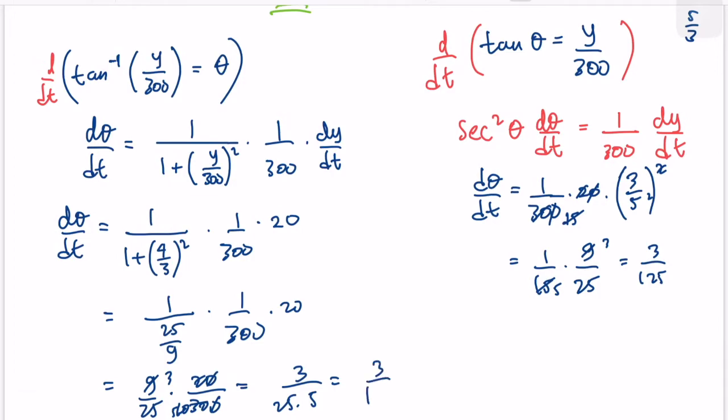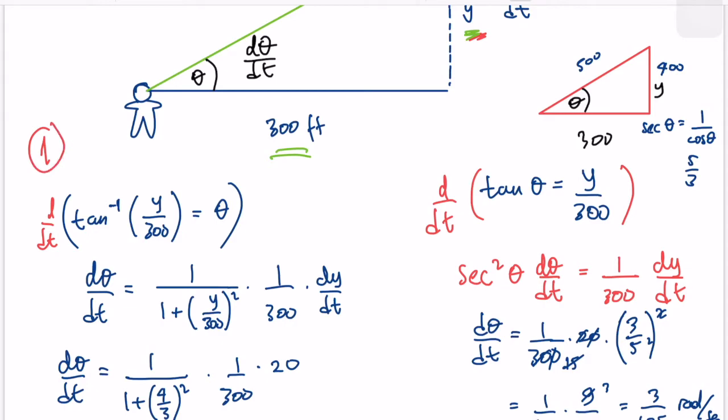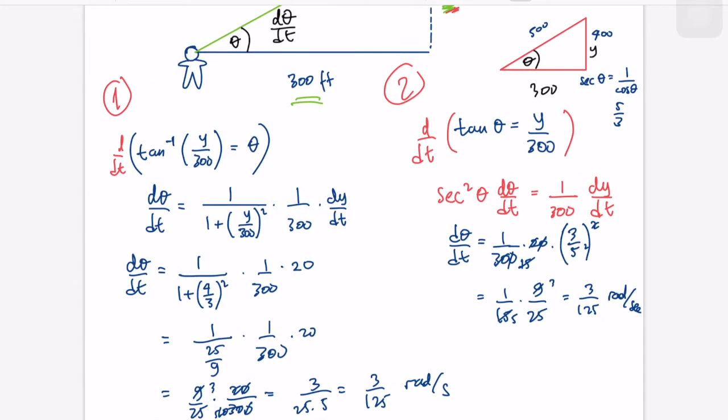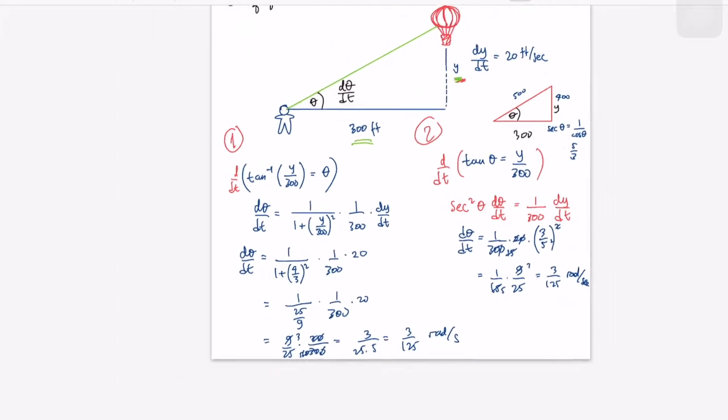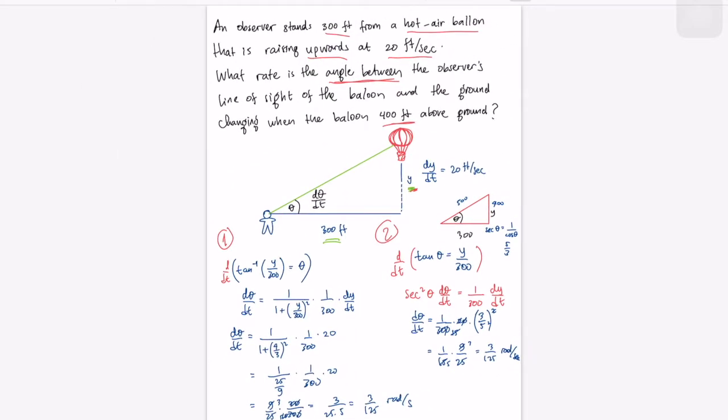So I think we have our answer. That is 3 over 125, radians per second. So we have two methods: this is the first method, this is the second method. So that's the result. How about your calculations? Is it the same? Let me look for another question as well. Let's move on to the next question.